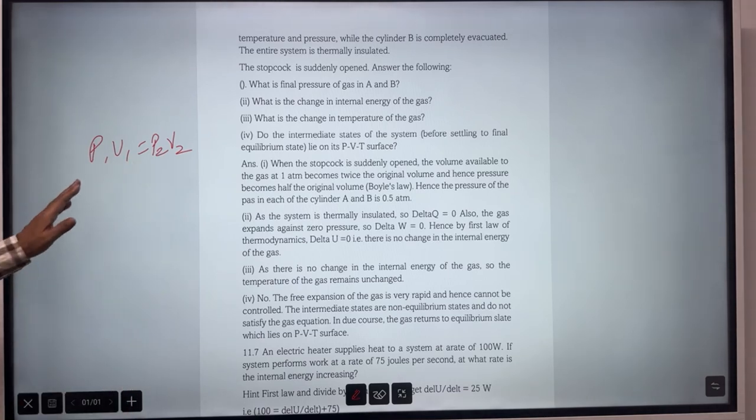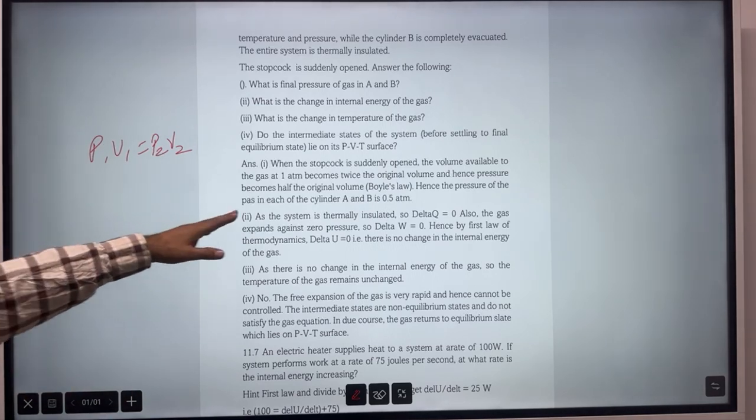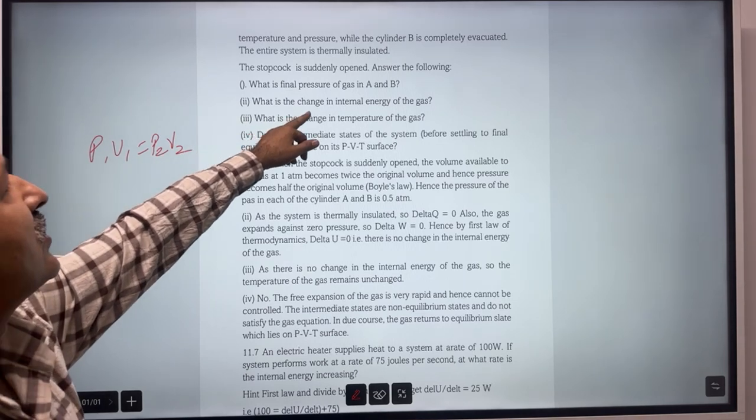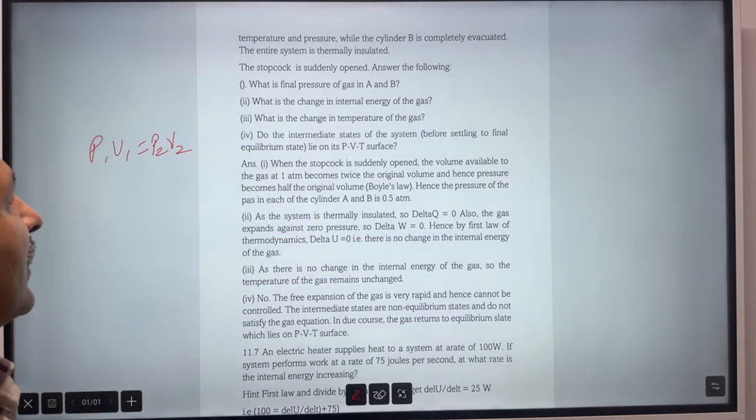Obviously, here what is happening? If V becomes a half, then this will get doubled, and hence we will get 0.5. The second part says, what is the change in internal energy of the gas? So here in the question it is indicated that the system is thermally insulated. It means there is no exchange of energy from outside.